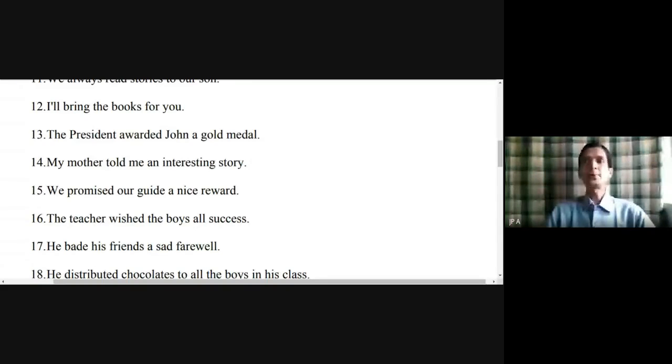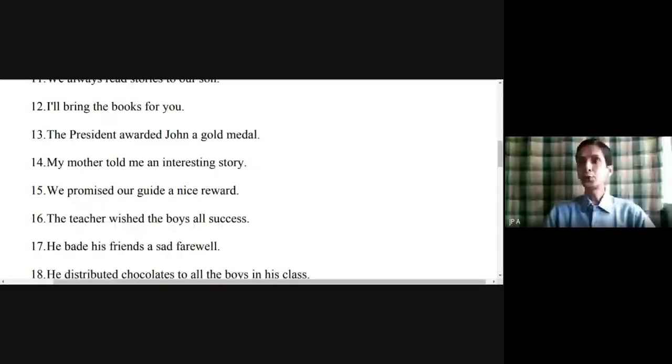Okay, the next one. We promised our guide a nice reward. അതിലെ verb ഏതാണ്? Promised, very good. Promised is the verb. Promised what? Promised who? Promised what? A nice reward. Very good. A nice reward is the object. A nice reward. മൂന്നും കൂടിയിട്ടുള്ളതാണ് a nice reward. Very good. Direct object is a nice reward.